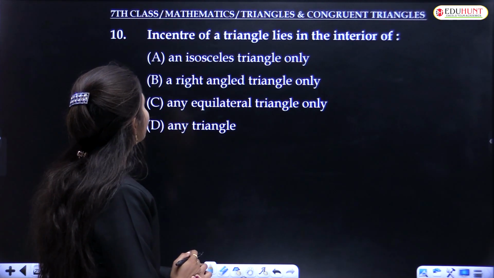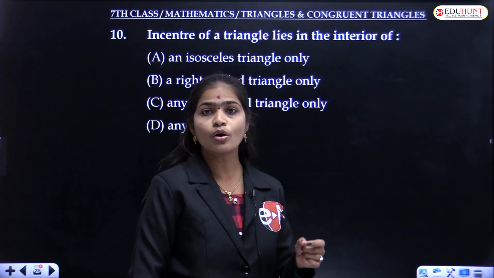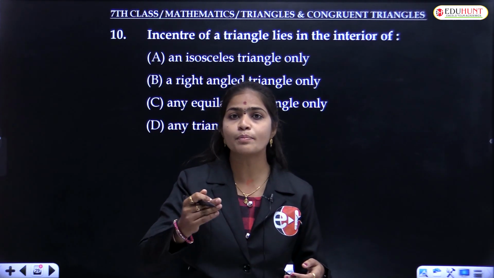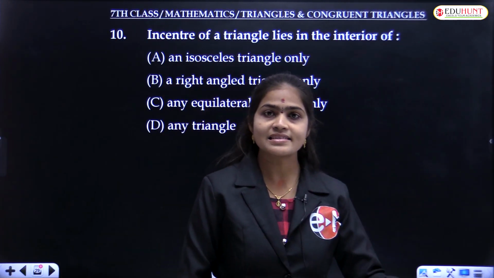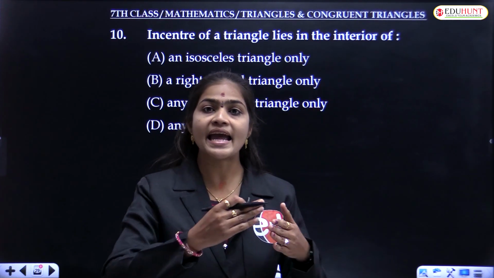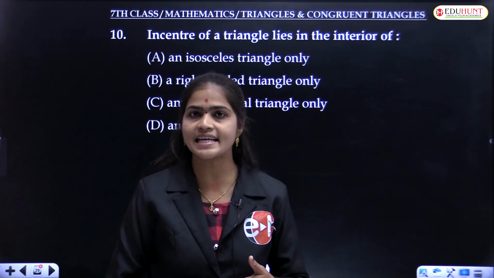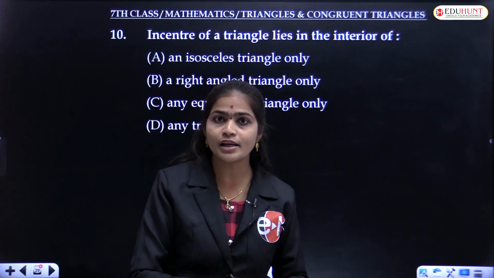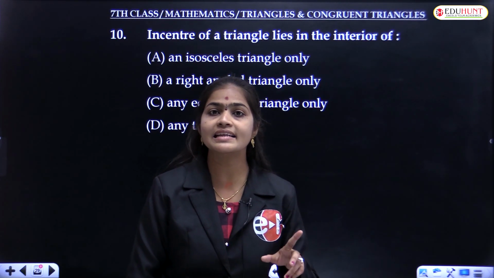Let us see the next one. The incenter of a triangle lies in the interior of. We know that when you take the three angular bisectors, the point of intersection we call the incenter. In the same way, if we take external angular bisectors, we call that the excenter. Excenter means the point is formed outside of the triangle. Incenter means the point of concurrence of angular bisectors which is formed inside of a triangle.